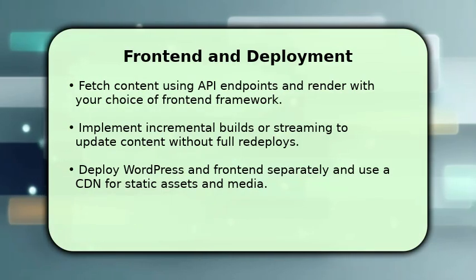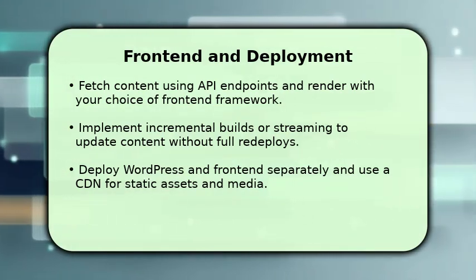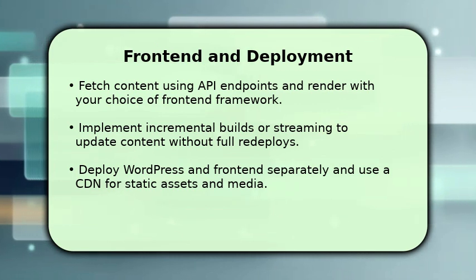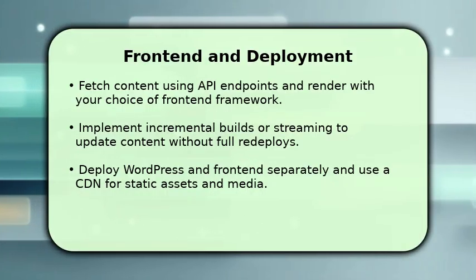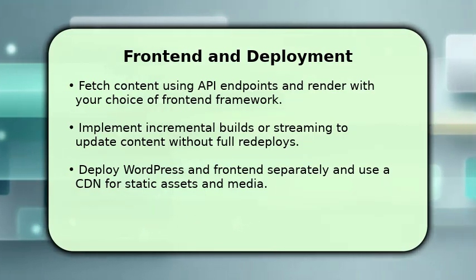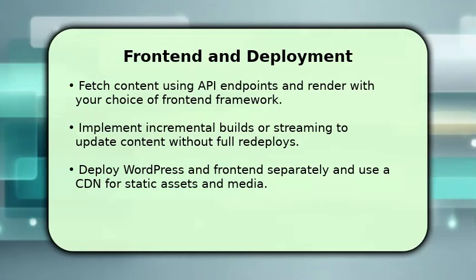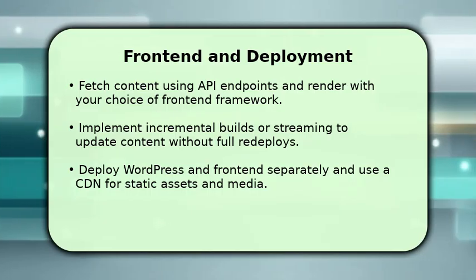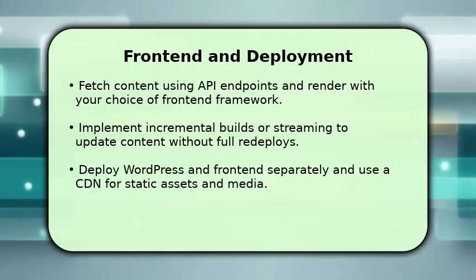Connect your front-end to API endpoints and map responses to components like pages, posts, and menus. Use incremental builds, previews, and streaming to reflect content changes quickly without full redeploys. Host WordPress on a reliable PHP host or container, and serve the front-end from a static host or serverless platform with a CDN for assets. Monitor performance and set cache headers to balance freshness and speed for users worldwide.